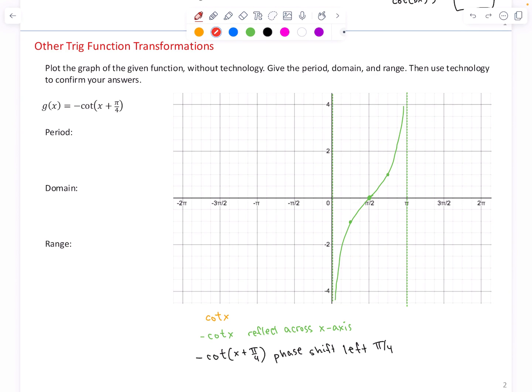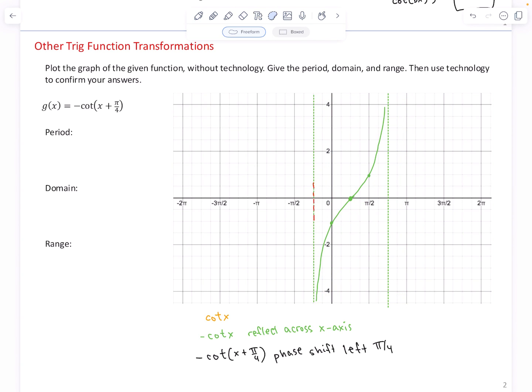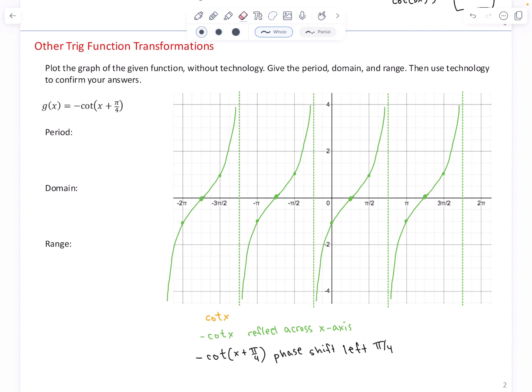To go left pi fourths, we would need the left asymptote to shift to that position. So the whole graph is going to shift left by pi fourths units. And then, of course, this repeats. Now, there was no horizontal compression or stretching here, so the original period will remain unchanged. And the original period was pi, which is the distance between any consecutive vertical asymptotes.